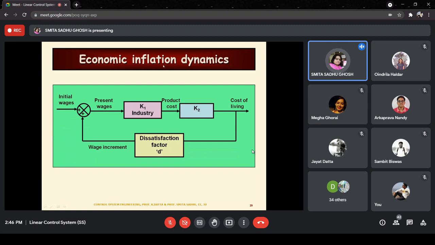Of course, you can understand that economic inflation dynamics is not a physical system. It is an abstract system. You can understand what is going to happen, but you cannot touch or feel it, right? Now over here, let us consider this portion, where we are speaking about a particular industry, and we are going to study the economics of that industry, of course, in a very simplistic fashion.